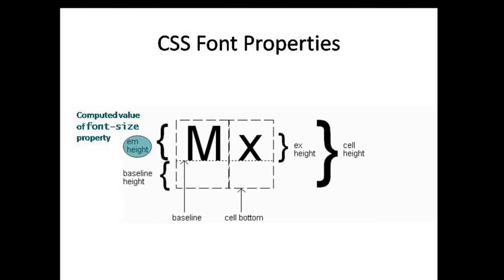Now what exactly all these mean will be clear to you by looking at this diagram. The baseline is as shown in this for a particular character. The baseline is the bottom line of the character, and then the cell bottom will be the bottom line of the cell in which it is displayed. And then there will be EM height. EM height will be the height of the capital letter. Then EX height will be the height of the character, and the cell height will be the height of the cell in which this character is displayed.